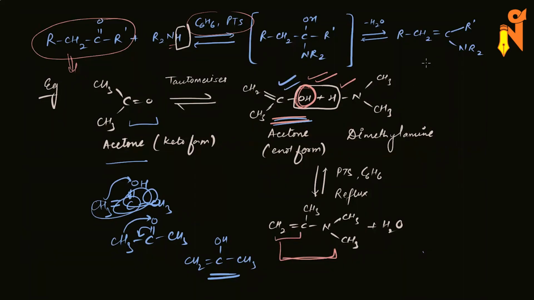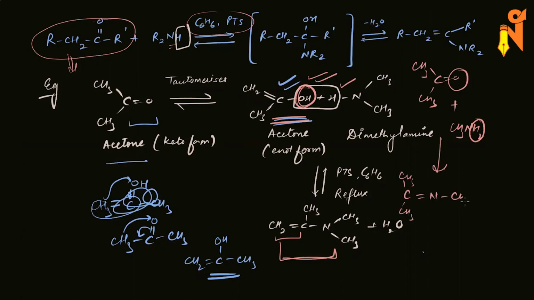Earlier, in the case of a primary amine, what used to happen? Let's suppose I have a primary amine over here plus CH3NH2. So what will happen? The hydrogen will go from here, oxygen will go from here, and a double bond will form between nitrogen and carbon. Here the double bond is between carbon and carbon and nitrogen is carrying a single bond. So this kind of species will form. Again, PTS and C6H6 are the reagents which accelerate the reaction and let it happen.